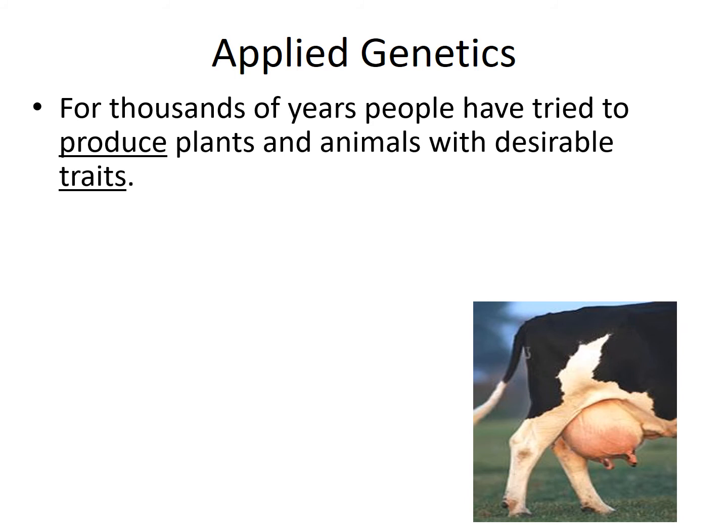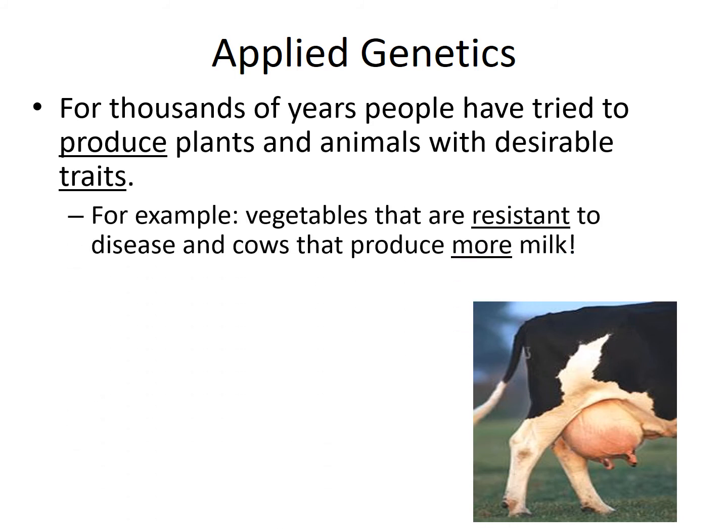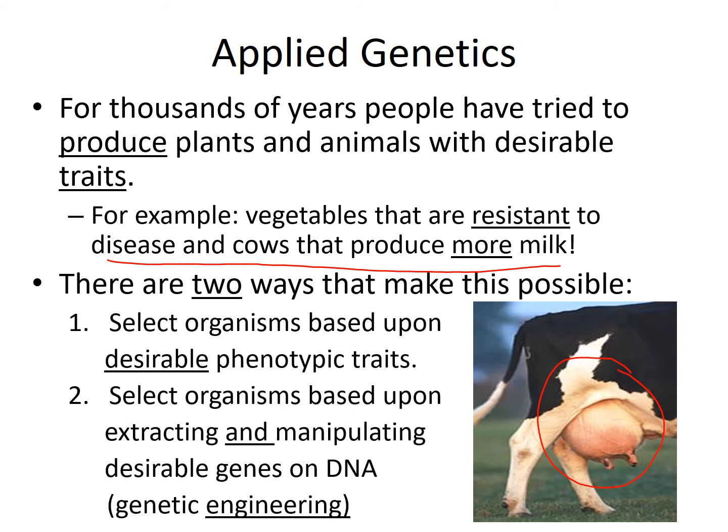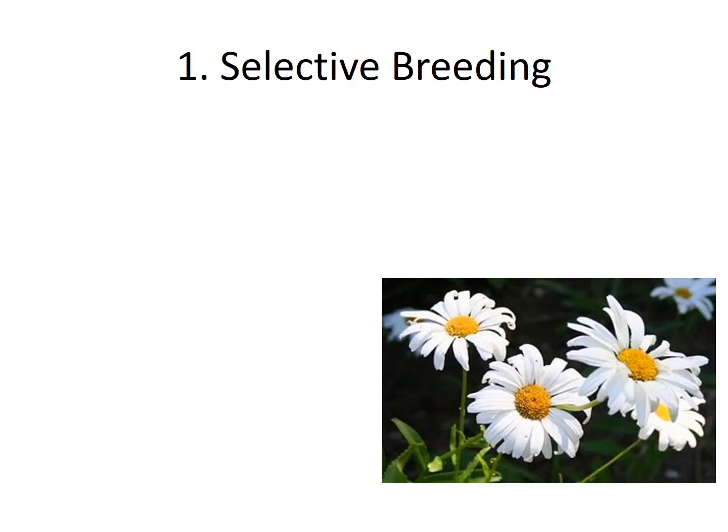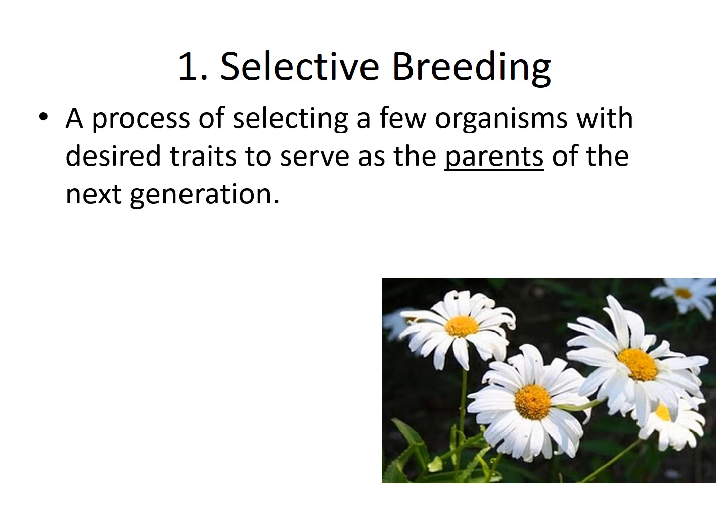So seedless grapes, seedless watermelon, that's stuff that we made for faster growth. Also, we do this for vegetables that are resistant to disease, and cows that can produce more milk. Like, look at this. That ain't normal. There are 2 ways that we make this possible. We select the organisms and pick the type of phenotype. The phenotype is again the physical appearance that we want them to have, and based on this, we extract and manipulate the DNA. So first thing is selective breeding.